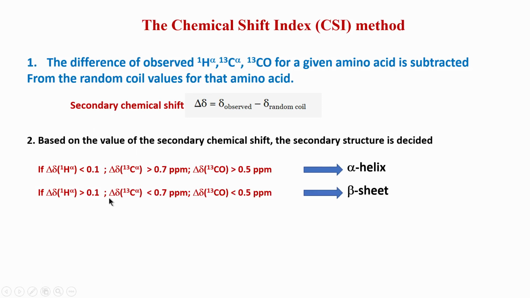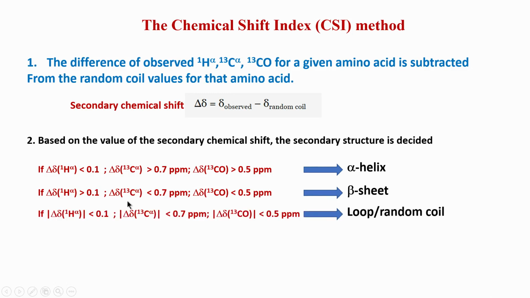The range for beta sheet is given here. Here it is simply the opposite. That means the deviation of H alpha calculated like this should be more than 0.1, and the deviation of C alpha should be less than 0.7, and the secondary chemical shift of CO should be less than 0.5. If all 3 satisfy this condition for that amino acid, then we can say that particular residue is in the beta sheet conformation.